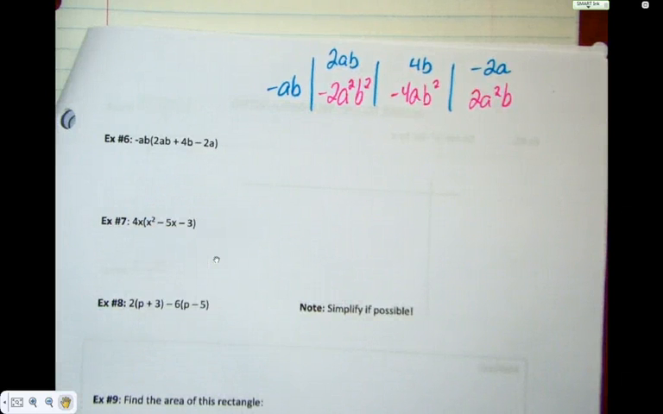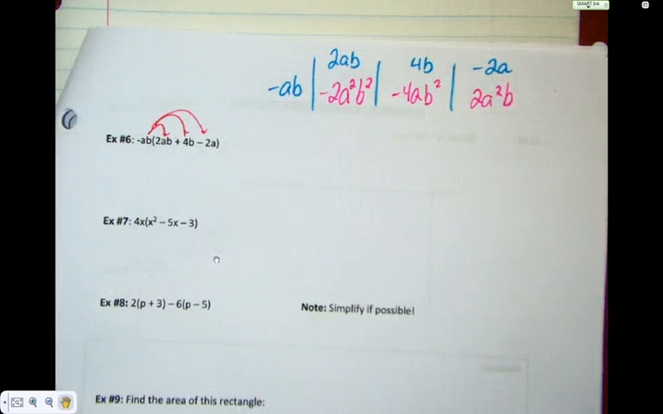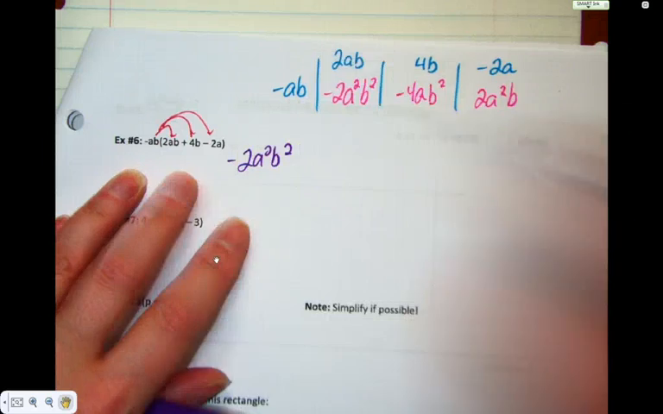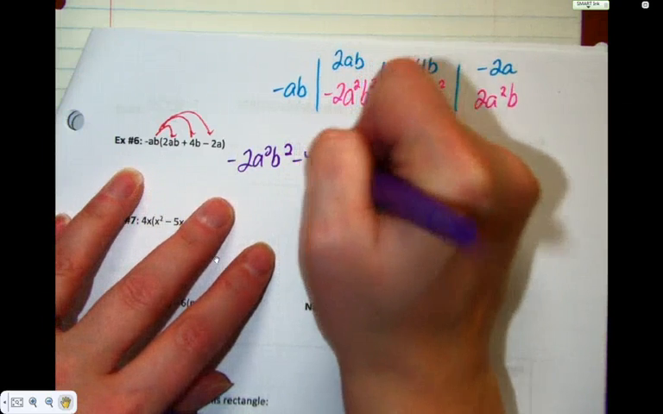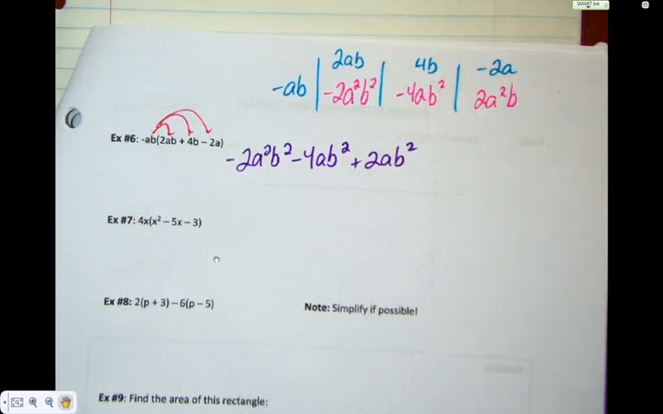Okay. If you like that kind of chart idea, you could use that as well. If that doesn't work for you, you can use the arrows, you can multiply out the terms, you can do it whatever way you need to do it. Either way in the end should all be the same. You should have negative 2a squared b squared, followed by negative 4ab squared, followed by plus 2ab squared.